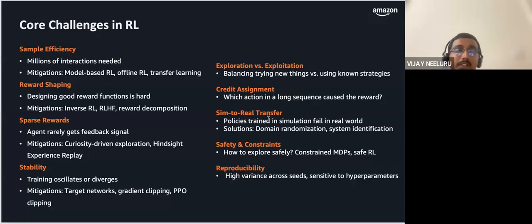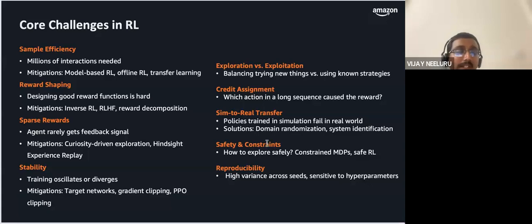And the next challenge is the sim-to-real transfer. Training in simulators is very fast, cheap, and safe, but policies trained in simulation fail in the real world. So the possible solutions are domain randomization, where you randomize the simulated environment. And the second approach is system identification, where you carefully measure and calibrate your simulator to match reality as closely as possible.